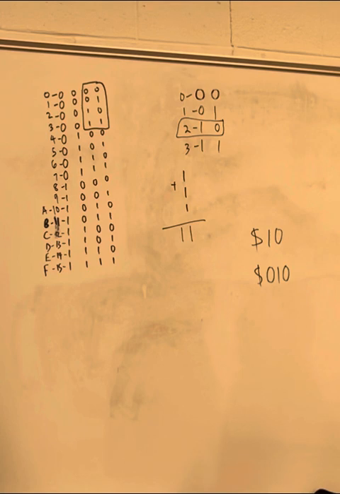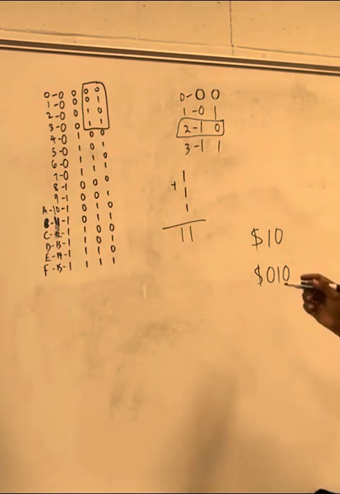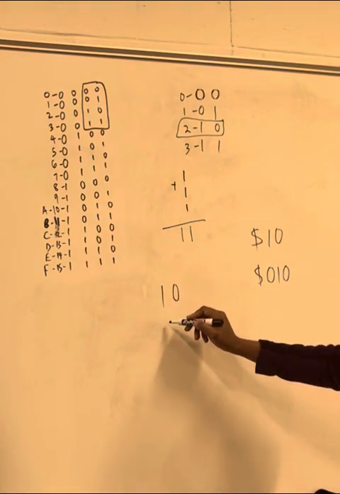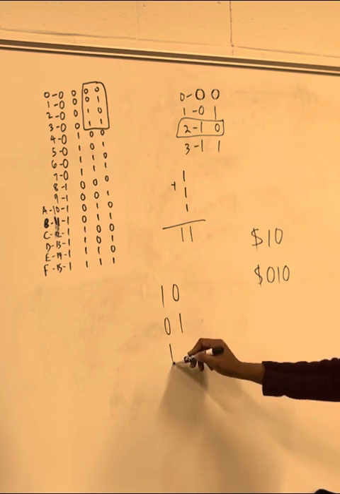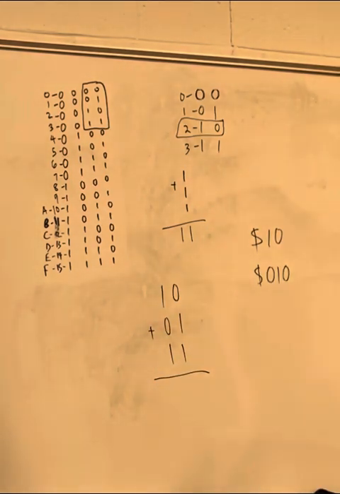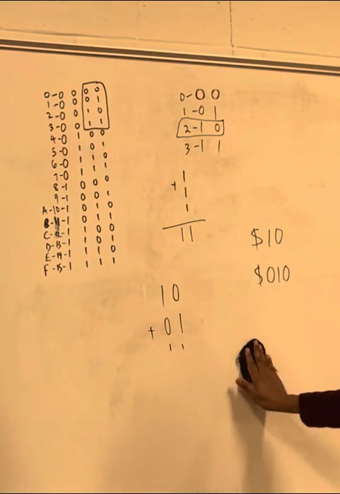I'm glad you asked that question. But what if we have 1, 0 plus 0, 1 plus 1, 1? Let's not go here for now. Let's keep it easy for now.